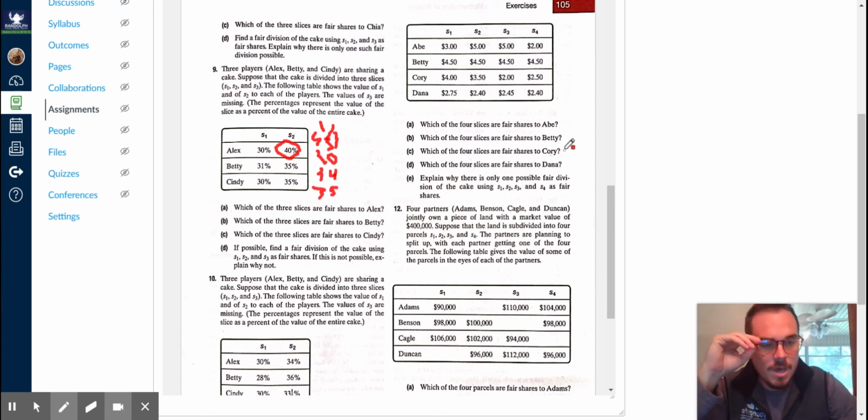So I'm going to let you kind of think about the last couple problems there because I kind of answered that for you, but I will recap. The percentage has to be over 33.3 because there's 3 players. S1 portion for Alex is worth 30%. That's not fair share. It's less than 33. S2 is 40%. It does meet fair share. So definitely S2 for Alex. For Betty, it's going to be S2 and S3. For Cindy, it's going to be S2 and S3. So nobody thinks S1 is fair share. I'll let you think about question D to answer that.